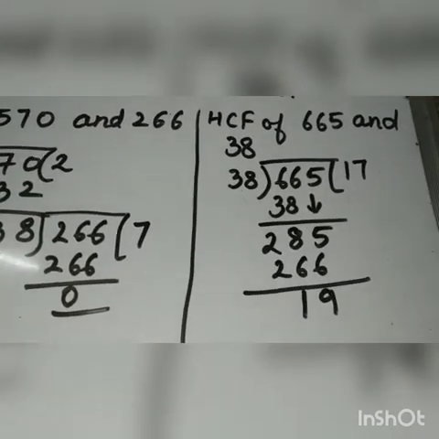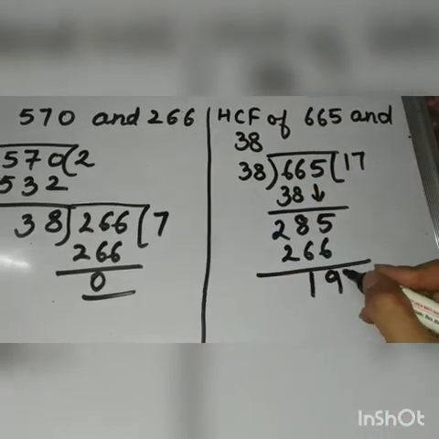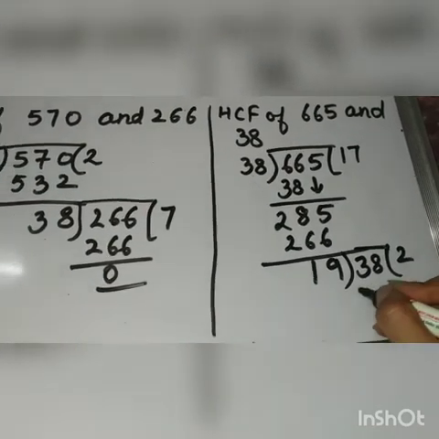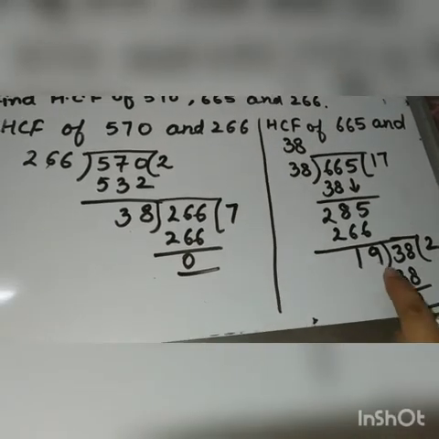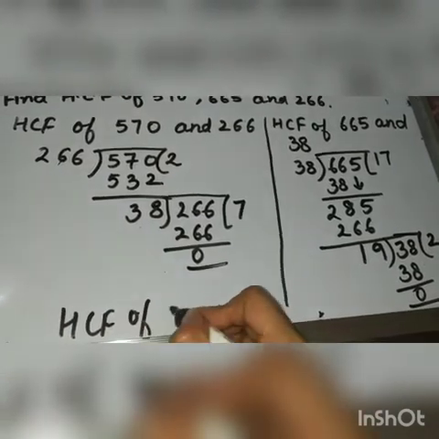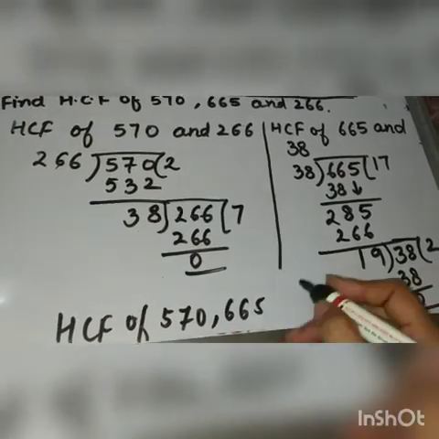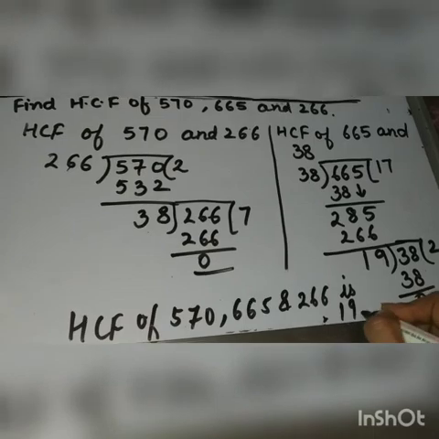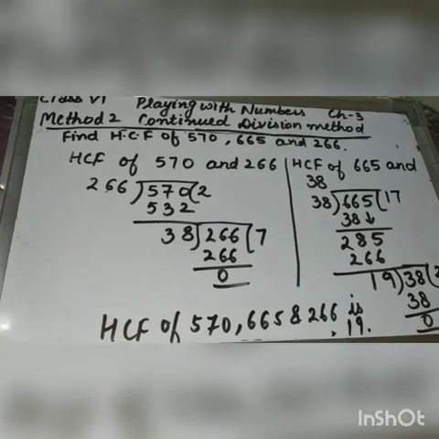Now this 19 will become our divisor and this 38 will become our dividend. And 19 twos are 38. Now the last divisor is the HCF, and the last divisor is 19. So you will write HCF of 570, 665 and 266 is 19. Okay, so this is the continued division method to find the HCF of two or more numbers.